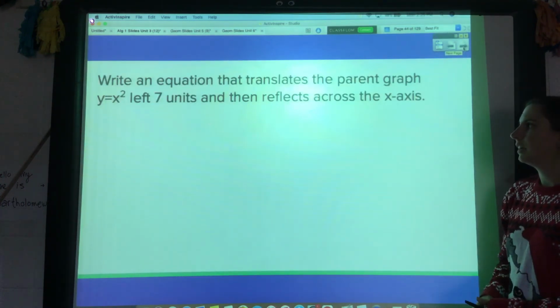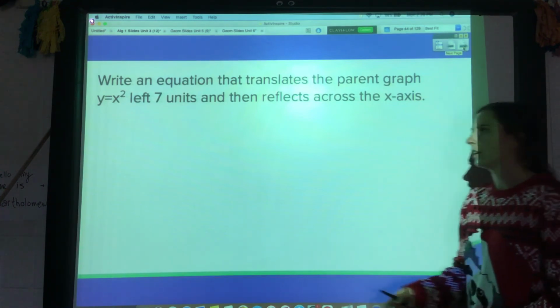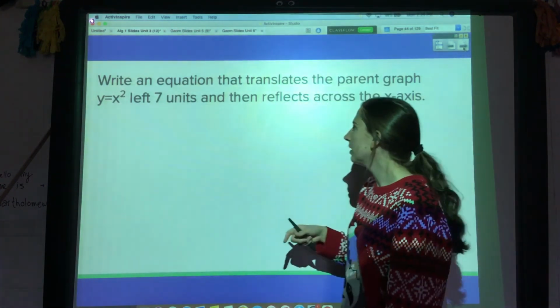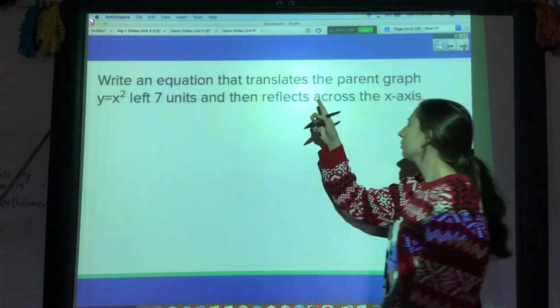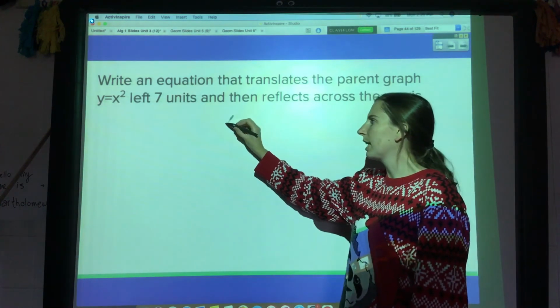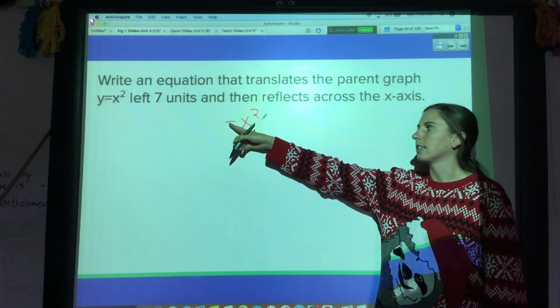All right, this time I want to write an equation that translates the parent graph, x squared, so start here. But then we want to go left 7 units and reflect across the x-axis. Let's start with that because that's easy. To reflect it, just make it negative. So that reflects it across the x-axis.